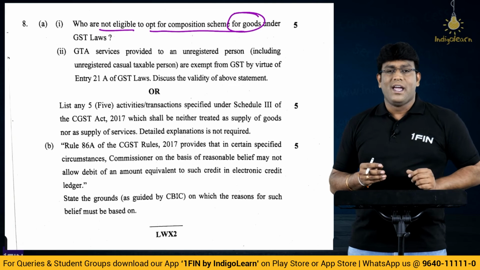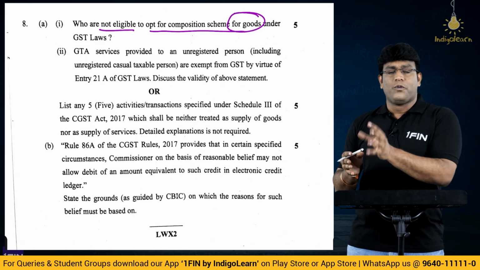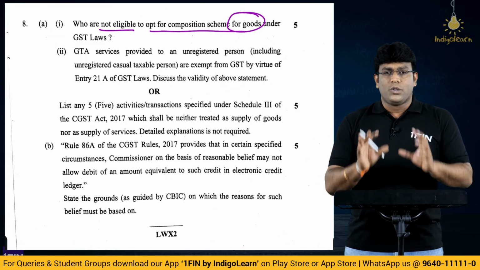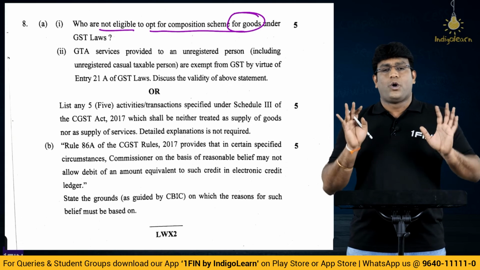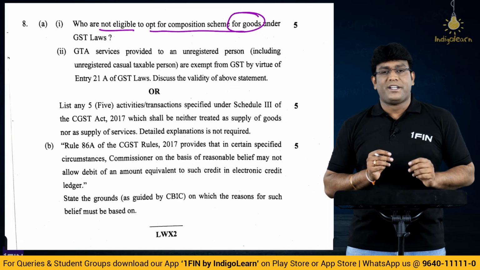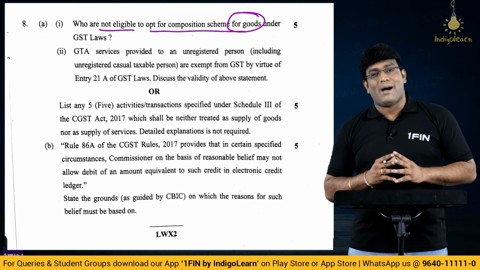So in all these cases, he can't go for composition scheme, building bricks, earthen roofing tiles, these manufacturers. So these goods persons cannot go for composition scheme. Those points, if you have written, you will definitely get your marks.